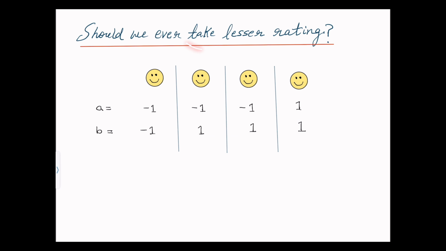Should we ever take the lesser rating? So, for example, this second person, he has rated the two movies differently. The first movie he rated -1, and the second movie he rated +1. So these movies are rated differently. Now, should we ever take the lesser rating? I will argue that we should always be taking the higher rating.